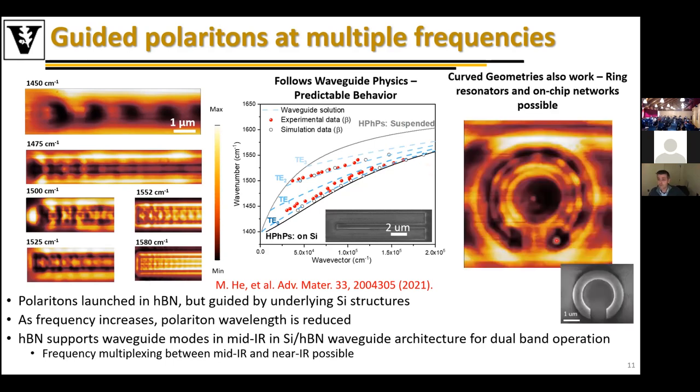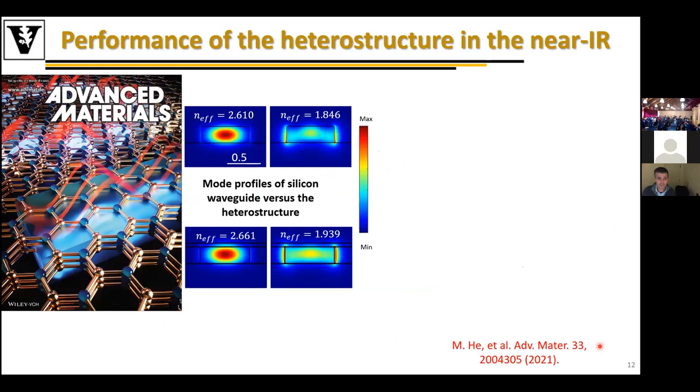And furthermore, it can follow more complicated geometries. So if we launch the polariton here, we can induce a ring resonant cavity inside this structure that follows a curved system, such as boron nitride on top of this curved structure shown down here. Now, of course, for this to be useful, it not only needs to be able to guide mid-infrared light in the boron nitride, but it has to not negatively impact that of the underlying silicon. And so using electromagnetic simulations, we found that the change in the effective index for the waveguide mode is nominally unchanged, very small variations, as you can see here.